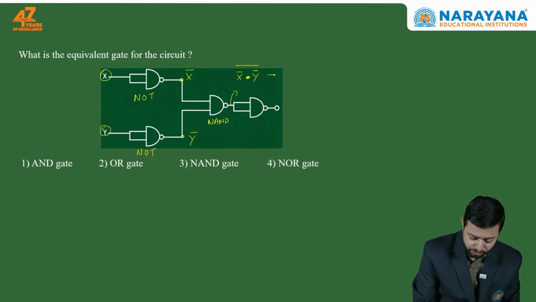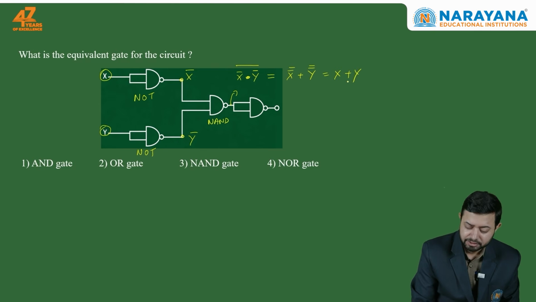Then if you apply De Morgan's theorem over here, it becomes x bar bar plus y bar bar, which is x plus y. Okay, so what is the last gate? The last gate is again a NOT gate. So the final output will be the whole bar of x plus y. So it's like an OR with NOT. Therefore overall it's a NOR gate.